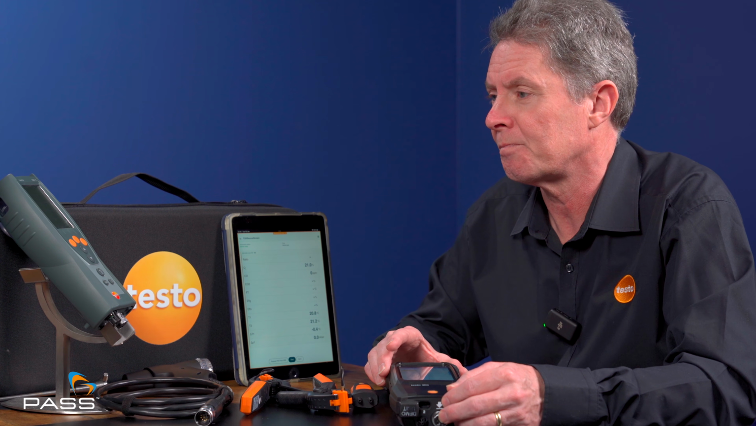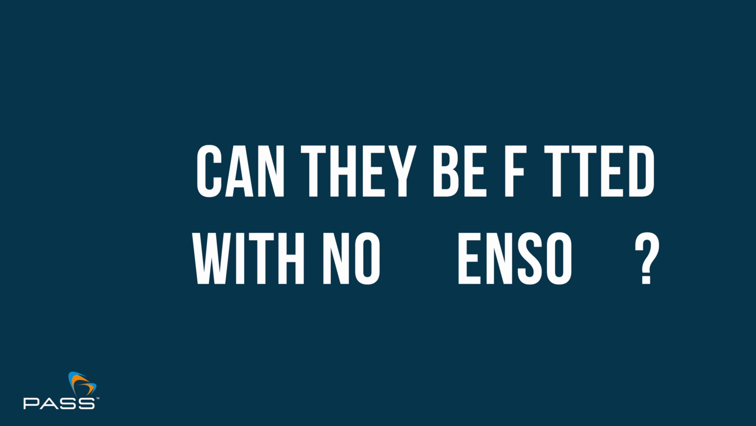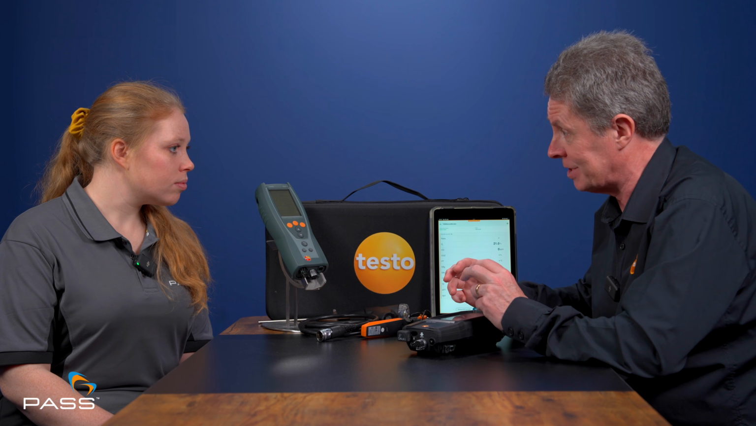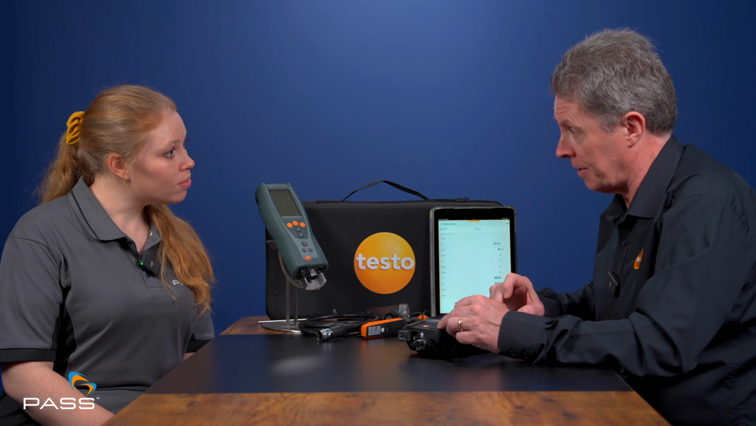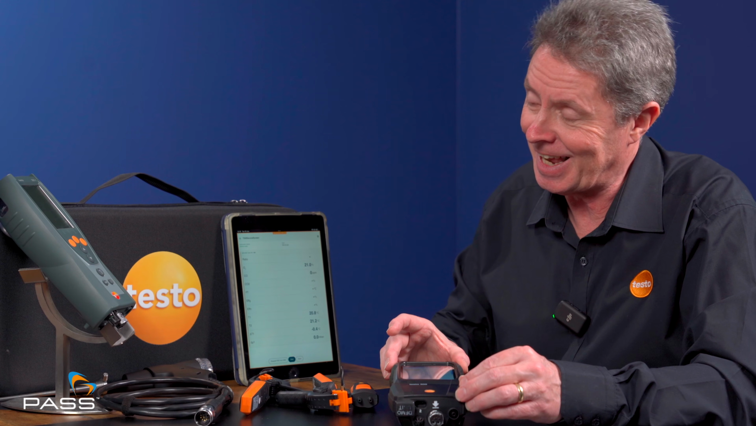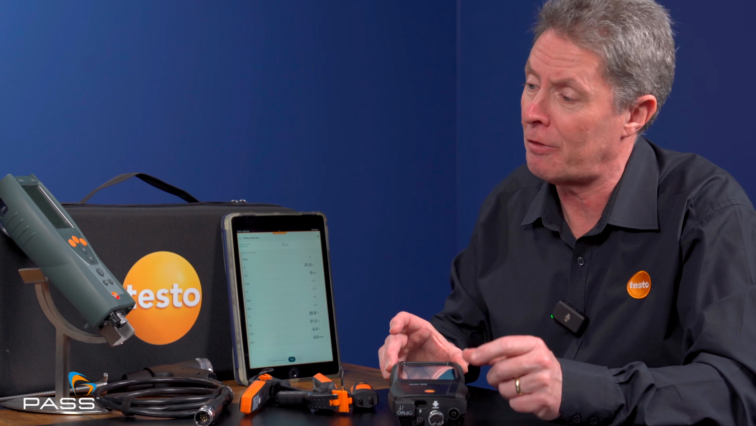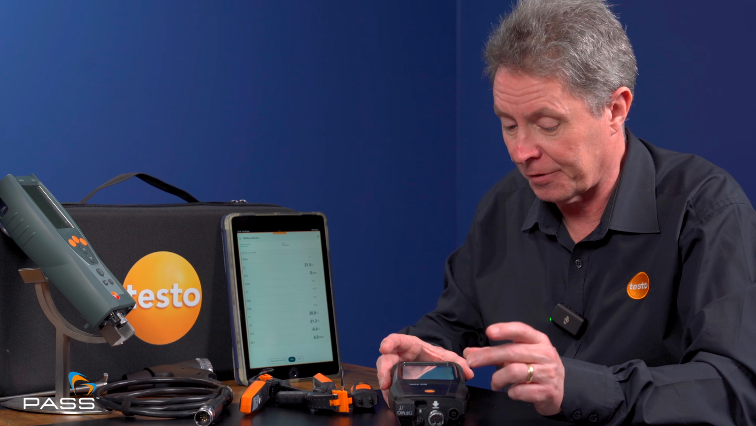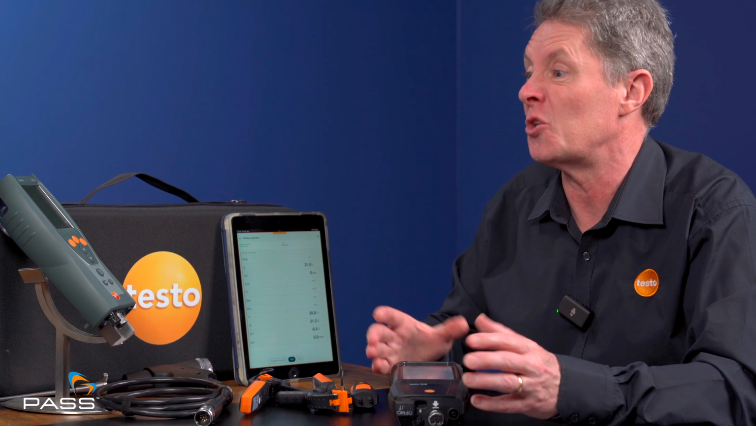Okay. And what about NOx sensors? Can they be fitted with NOx sensors? The 327 can't. Unfortunately, the design of it is a little bit older now, and it's only designed for two sensors. The 300 is a different device because it's much more modern in design. It has a spare slot for a third sensor, so typically that would be adding a NOx sensor, either for the domestic or the commercial guys, so they can measure the NOx values as well.